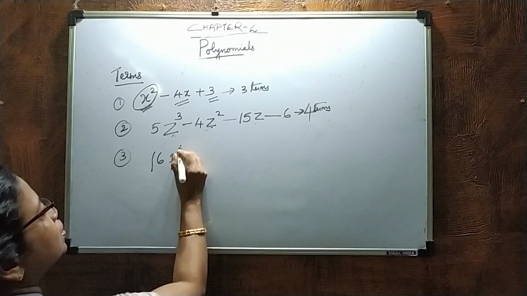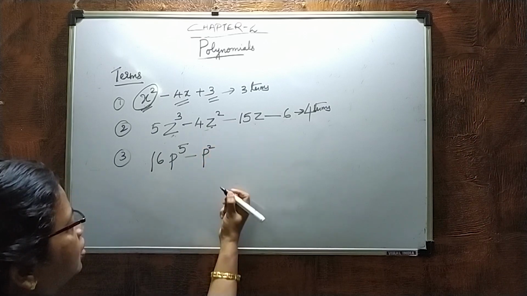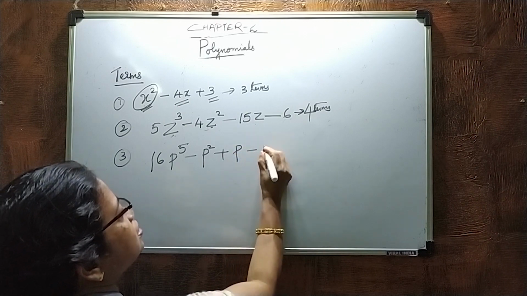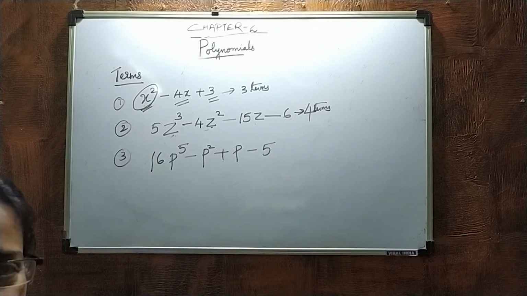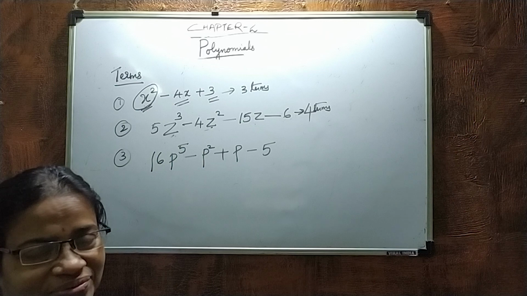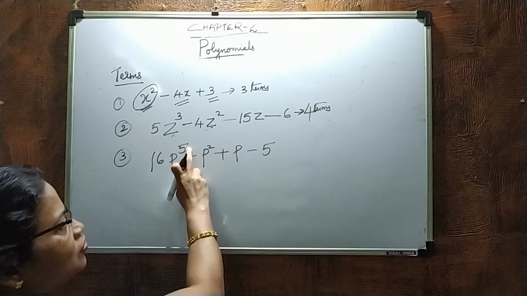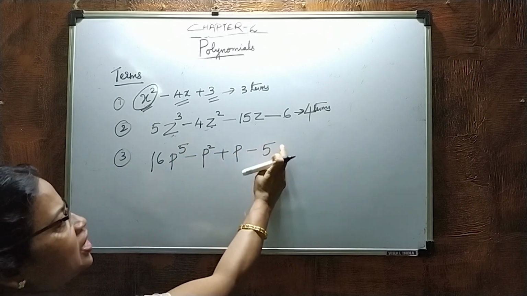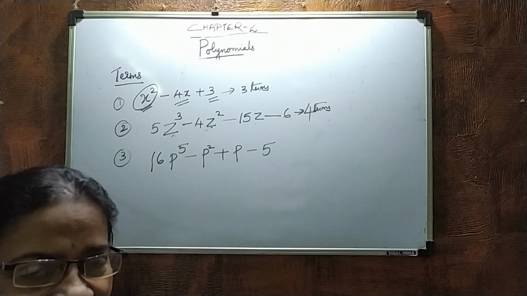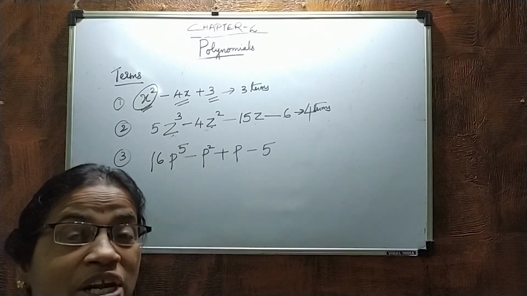16p raised to 5 minus p square plus p minus 5. Is it a polynomial with one variable? Just look at the question and find out. Is it a polynomial? Yes, because only whole numbers are there. 5 is there, 2 is there, 0, 1 is there. Here 0 is there, p raised to 0. Only whole numbers are there. Is it one variable? Yes, it is one variable. Only p is there.